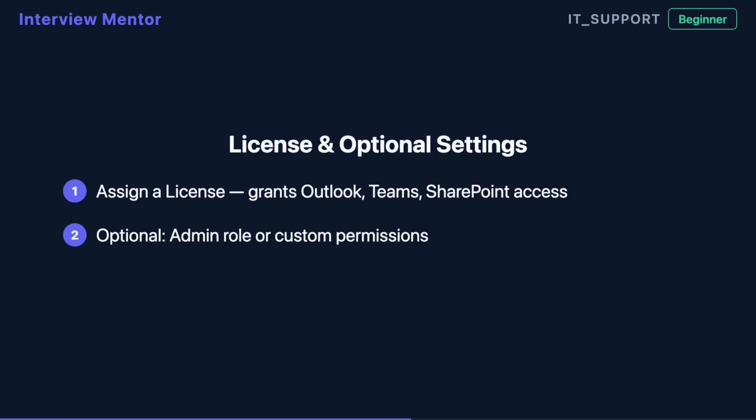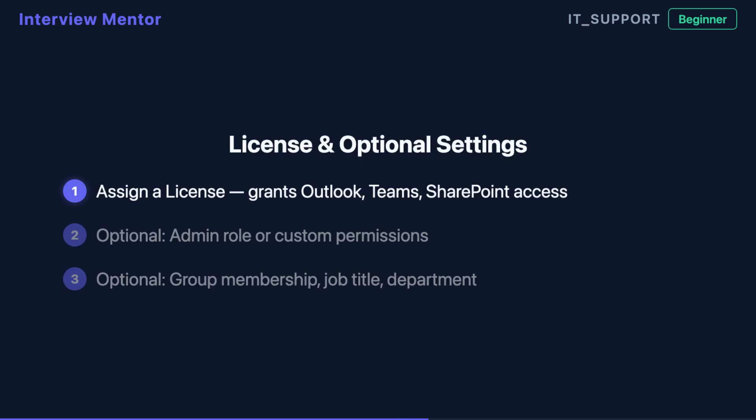Next is licensing, and this is where people get tripped up. Every Microsoft 365 user needs an assigned license before they can access Outlook, Teams, or SharePoint. Pick the right plan from your available pool and check the box. After that, you can optionally set an admin role, add the user to security groups, or fill in profile details like department and job title. When you're done, click Finish to create the account.